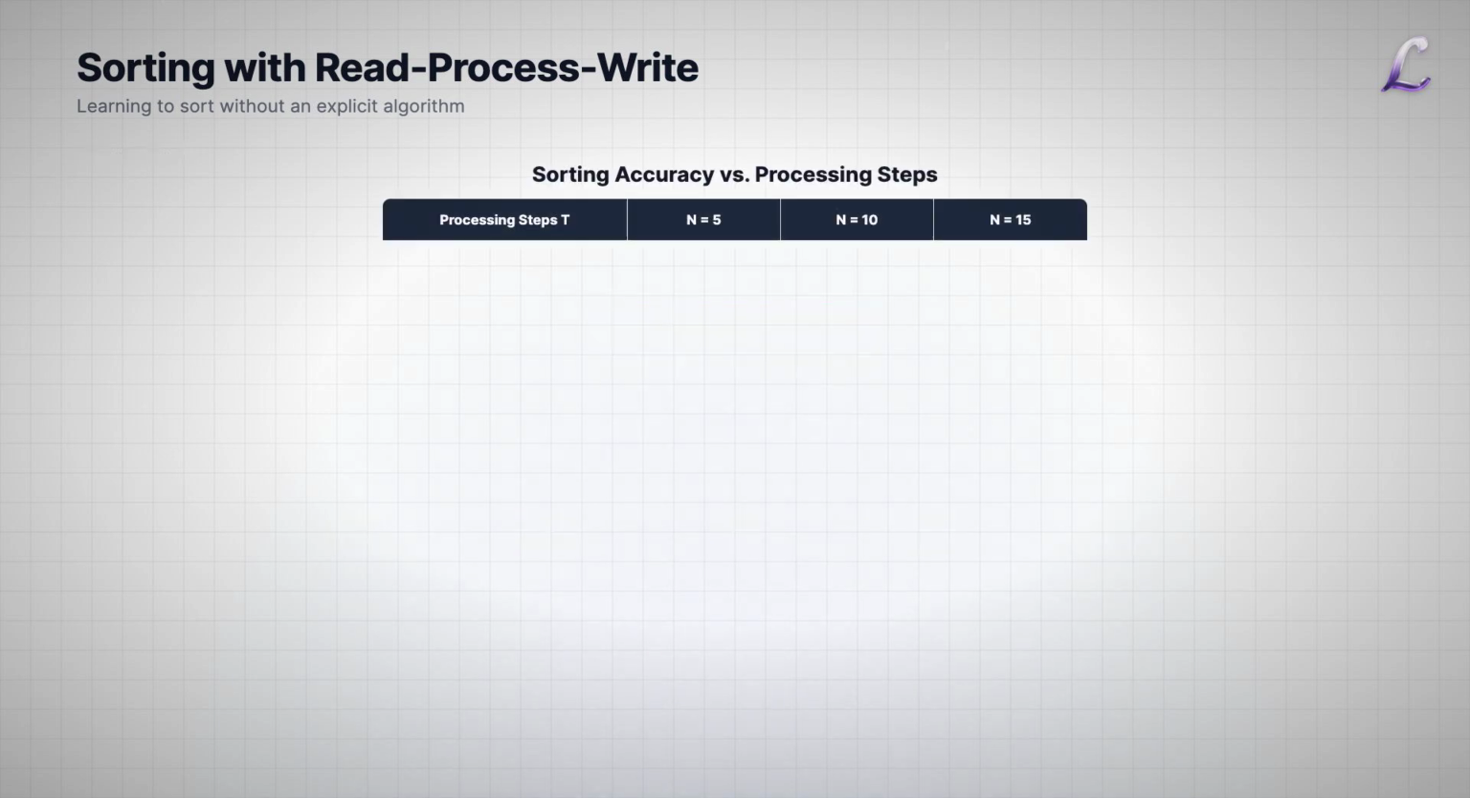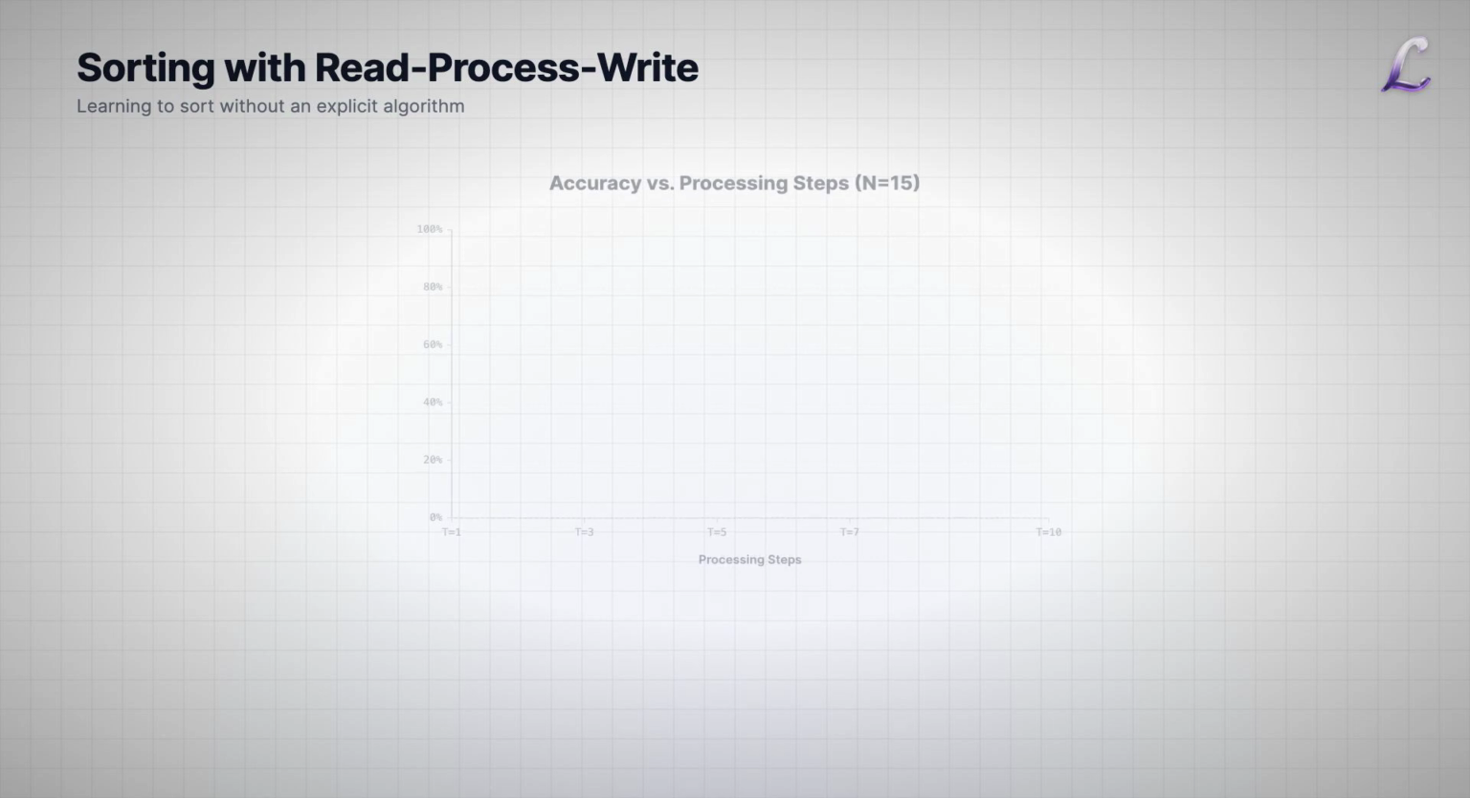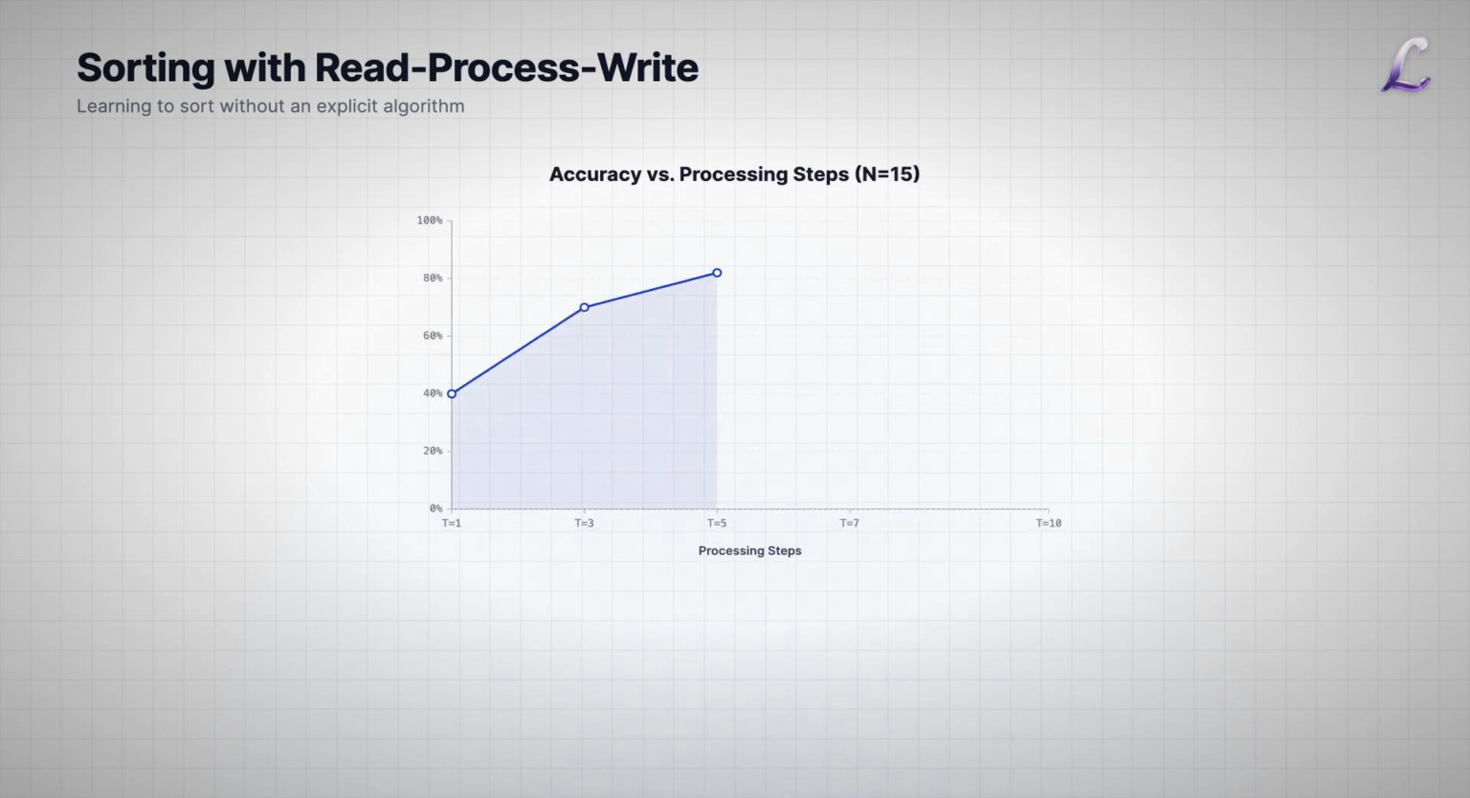The results are revealing. With just one processing step, T equals 1, the model achieves 72% accuracy on sets of 5 numbers. It's learning something, but one pass of attention isn't enough. Increase to T equals 5 processing steps, and accuracy jumps to 94%. The model needs multiple rounds of attention to compare elements and figure out the ordering. Adding glimpses, extra attention operations at decode time, provides further improvement.